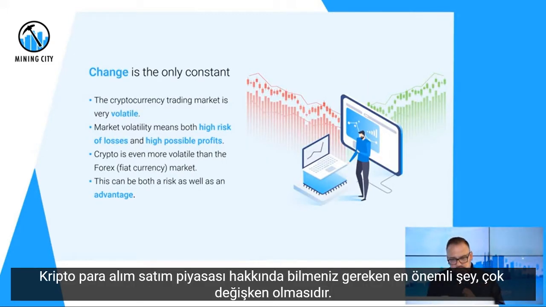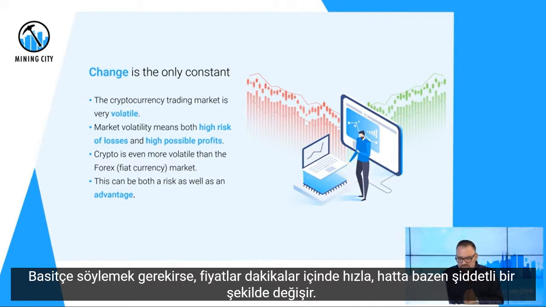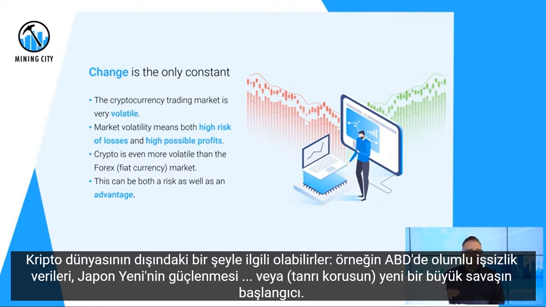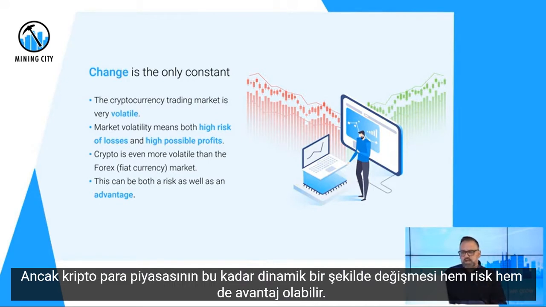Most important thing that you need to know about the cryptocurrency trading market is that it is very volatile. To put it in simple terms, the prices change rapidly, sometimes even drastically and within minutes. And they may be related to something outside of the world of crypto. For example, positive unemployment data in the US, or the strengthening of Japanese yen, or, God forbid, the start of a major world conflict.